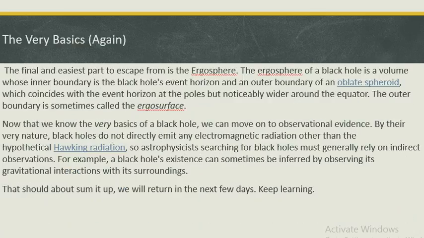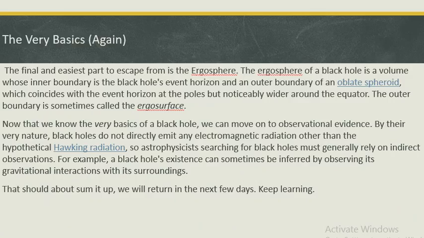The final and easiest part to escape from is the ergosphere. The ergosphere of a black hole is a volume whose inner boundary is the black hole's event horizon and outer boundary an oblate spheroid, which coincides with the event horizon at the poles but is noticeably wider around the equator. The outer boundary is sometimes called the ergo surface.